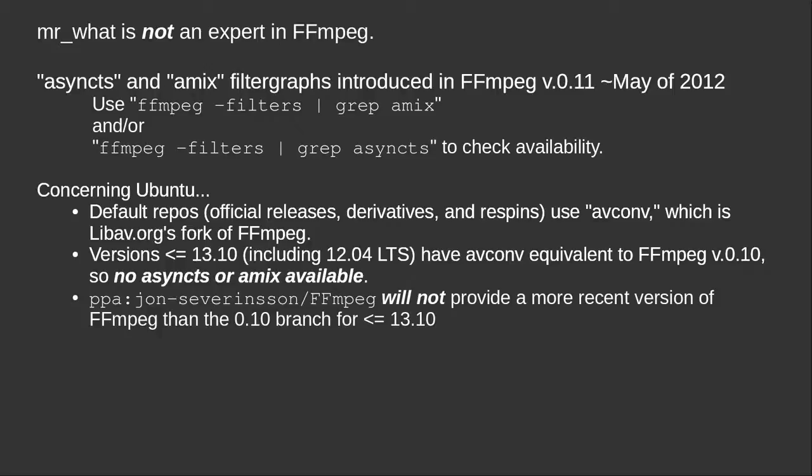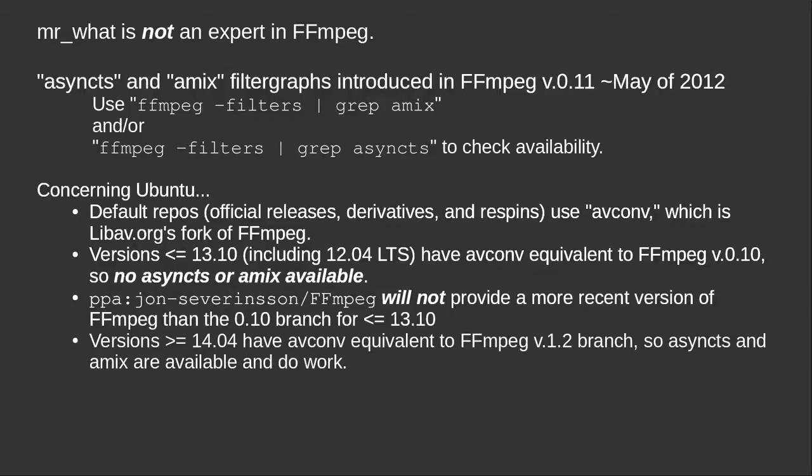If you have installed a genuine version of FFmpeg through John Severinsen's PPA for Ubuntu, it will not provide a more recent version of FFmpeg than the 0.10 branch for any respin that is less than or equal to 13.10. Okay? Versions 14.04, 14.10, they have an avconv equivalent to FFmpeg version 1.2. So asyncts and amix are available and they do work.